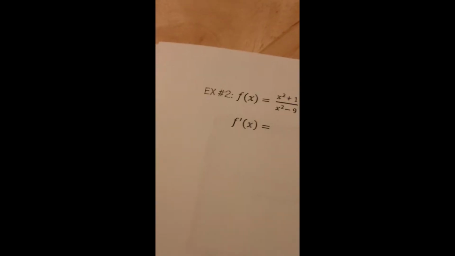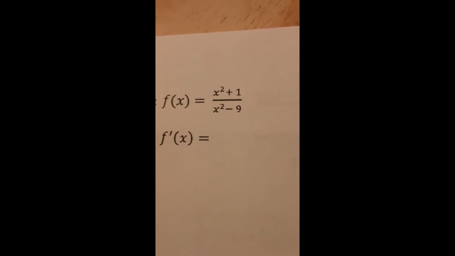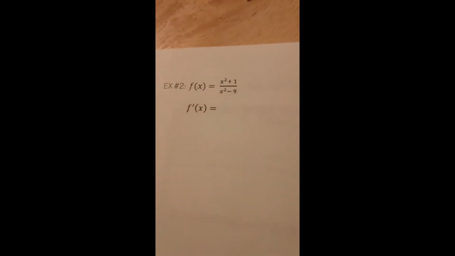Moving on to our next example. Well, now we have a fraction, which means we're going to have to find our VAs and our HAs. Remember that to find the VAs, you have to set the bottom equal to 0. So in this case, let me write this one up top. VA, and that's x squared minus 9, set that equal to 0. It's a difference of squares, so you have a VA at 3 and another VA at negative 3.